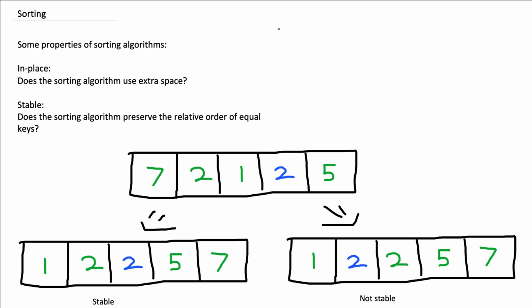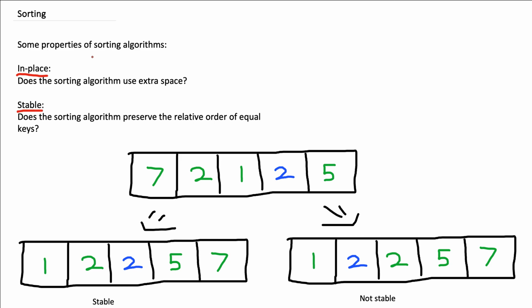Go over sorting algorithms. First, I'll cover some properties of these sorting algorithms. So first, what does it mean for a sorting algorithm to be in place? Well, that just means that the algorithm does not use any extra space. So if an algorithm is not in place, that means it'll use an extra array.